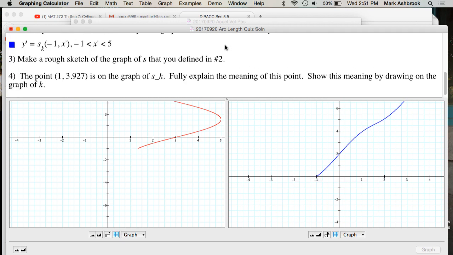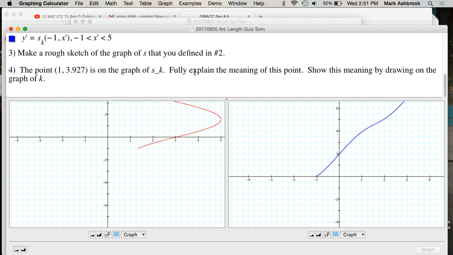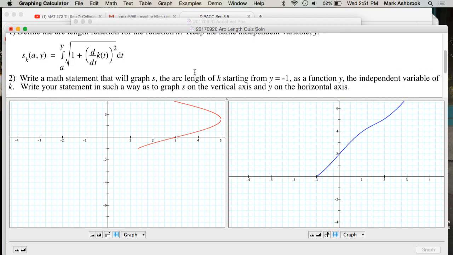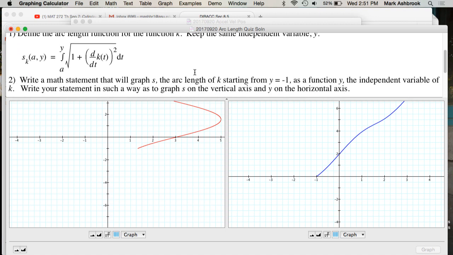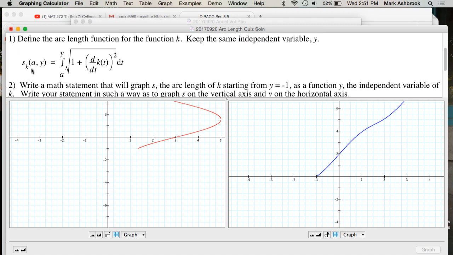And then that point would mean the arc length from -1 to 1. So here's y equals -1, the length of this arc from here to here. If you shaded that up until y equals 1, that's what that 3.927 is. It's that much arc length. And then the last question would be half of S sub k of -1 to 5. That would be the last answer. That'd be half of all the arc length.